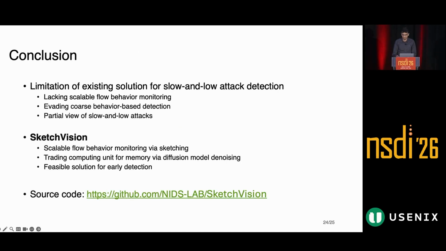Let me conclude the talk. We discussed the limitations of existing detection frameworks for slow and low attacks in CDN environments. We talked about the scalability issue, evasion of coarse-grained feature monitoring, and the challenge of working with partial flow observation. To address the problem, we have presented SketchVision, which enables scalable flow behavior monitoring through a sketching mechanism. It trades computation for memory using diffusion-based denoising, and we are forecasting the mature state of the flow using a forecaster for early, proactive detection of slow and low attacks.